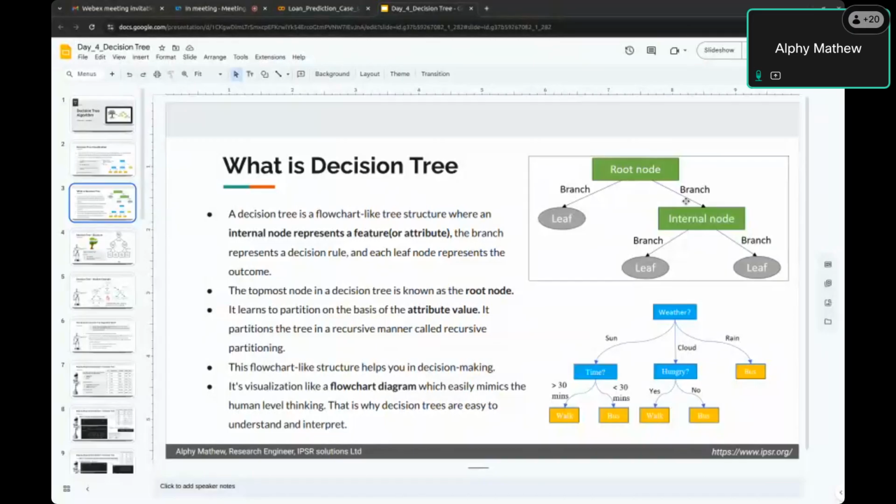At the bottom of the tree, at the end of the tree, we will have the leaf nodes, and these leaf nodes will be the class labels. So it is like a flow chart. You can map it like a flow chart. Think, for example, here we can see a decision tree. I will put it in slideshow.